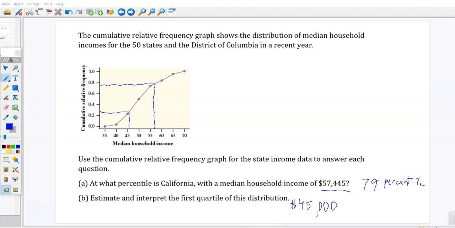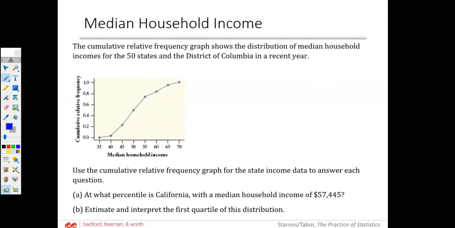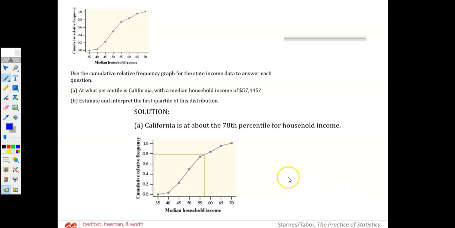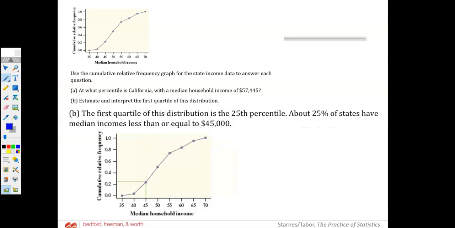And again, let's look at the formal answers here. I just wrote very quickly. California is about the 78th, 79th percentile for household income. You're doing the best you could. And then the 25th percentile is around 45,000, meaning median incomes less than or equal to 45,000. Again, the concept there is that less than or equal to that amount is what that percentile means. So it means 25% of the household incomes were $45,000 or below.